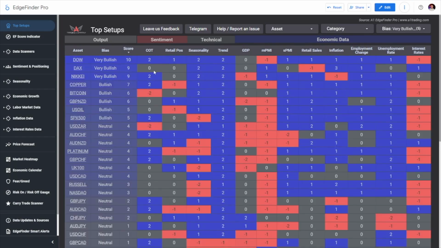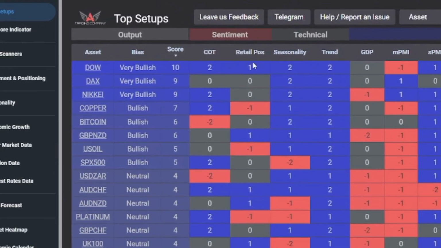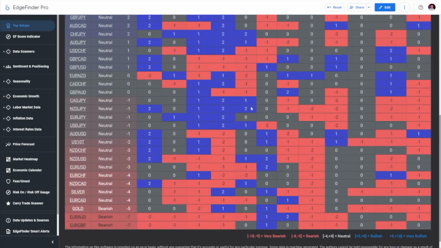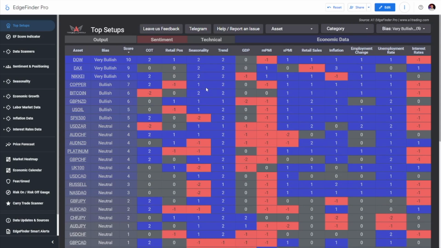What you'll see looking at this page is lots of different red colors and blue colors, and you have this bias and score column on the left. The way to read this score column is that a higher score means that more variables that the EdgeFinder is tracking are indicating a bullish reading for an asset than bearish. The same could be said if we flipped it around and looked at the most bearish categories. What this would signal is that most of our categories here, most of our columns, are indicating a bearish bias for the underlying chart.